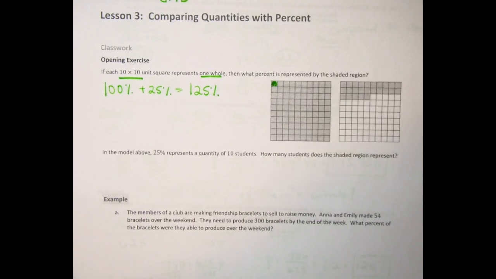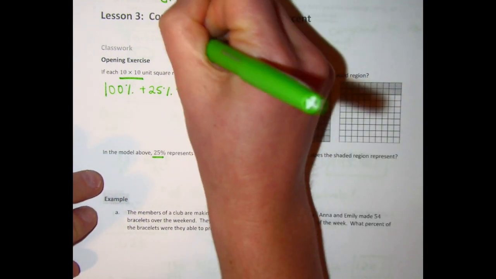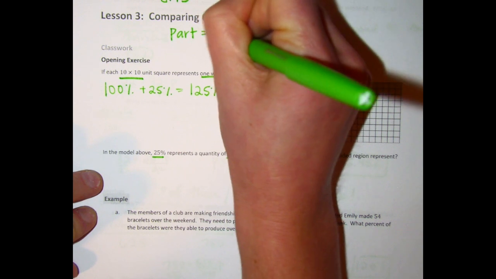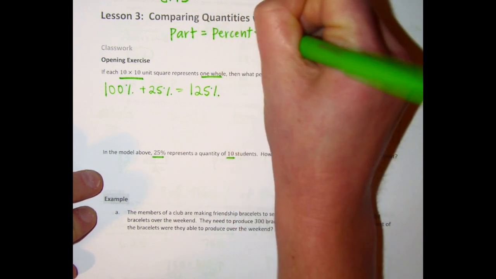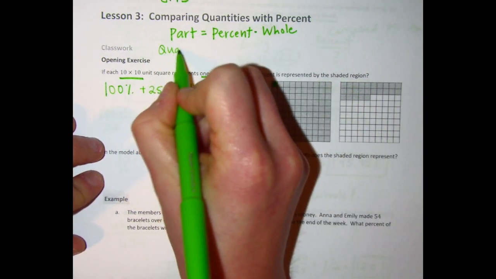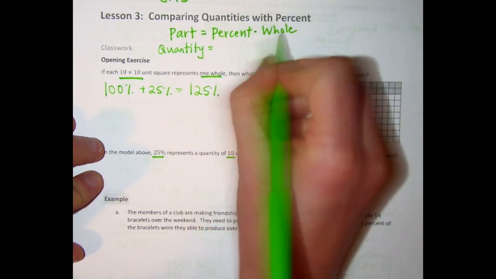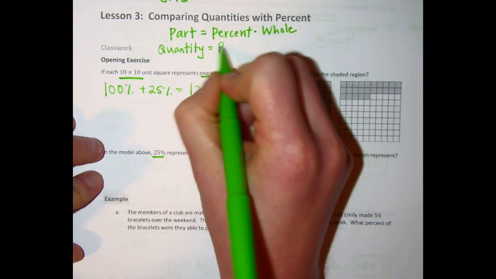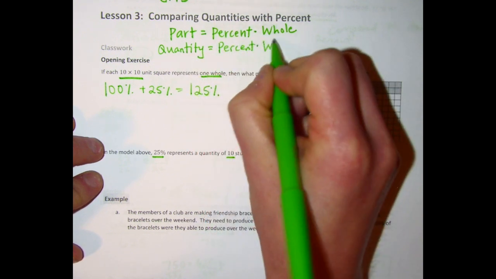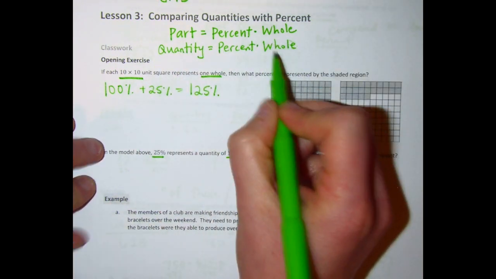Okay, and it says in the model above, 25% represents 10 students. How many students does the shaded region represent? So our equation, or our formula, if you remember, is part equals the percent times our whole. And we're actually going to use a different word starting today. We're going to actually use quantity, because sometimes what we're looking for isn't actually a part of the whole. We're still using a whole. So we're going to see that as we move forward. So the quantity that they're talking about is the percent times whatever whole that we have defined.